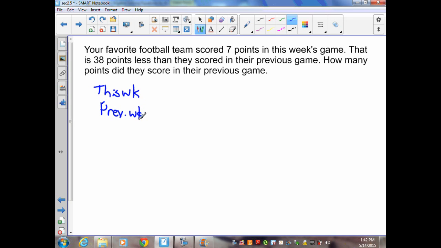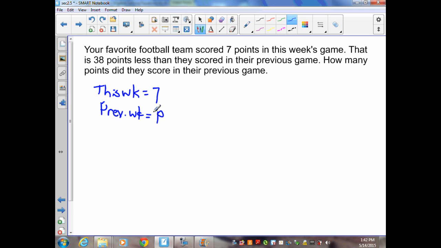And then I like to ask, well, which do I know least about? Well, I know this week they scored 7 points. But last week, the previous game, I don't know what their total score was. That's a question mark. And anytime I don't know what something is inside of a word problem, I'm going to let that be a variable. And it could be any letter you want. Here I'm going to pick P because we're talking about points, but it could be X, Y, Z, it doesn't matter. So now what we want to do is set up an equation.